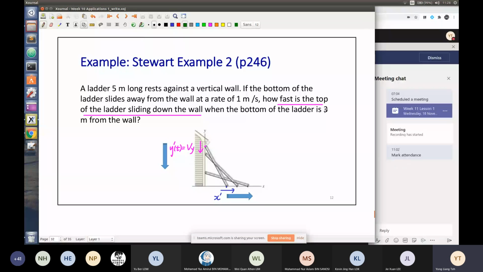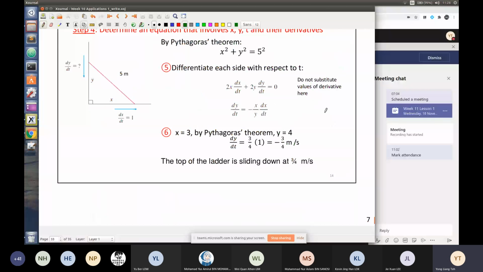Now I can substitute into my dy dt equation. There is no big deal. Just isolate your dy dt and substitute in x equals 3. As for y, which you do not know, you make use of your Pythagoras theorem. That's why I mentioned that sometimes the amount of information they give is not sufficient. Because you have one unknown y here, you need one more equation to solve for it. You have your Pythagoras theorem, and you can just do a substitution. You get y equals 4.